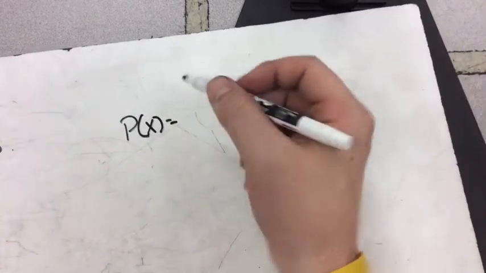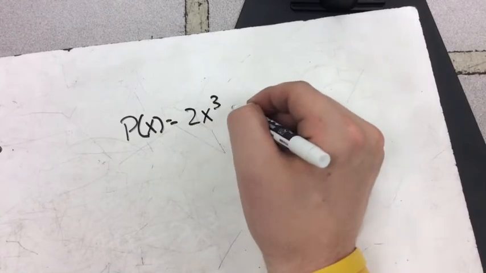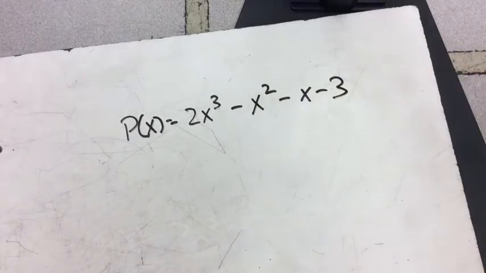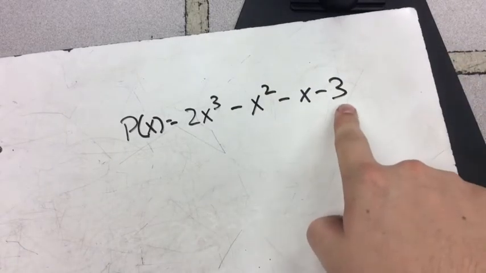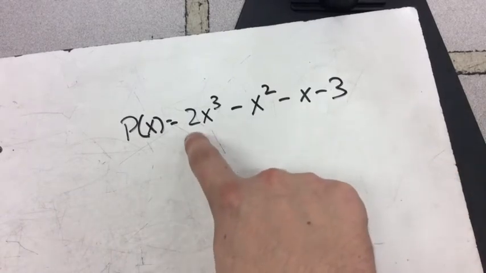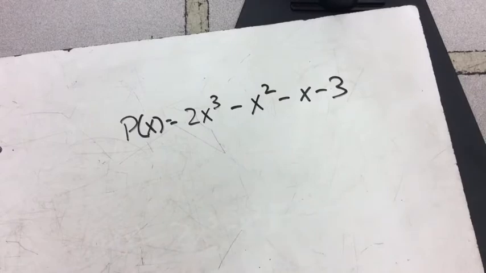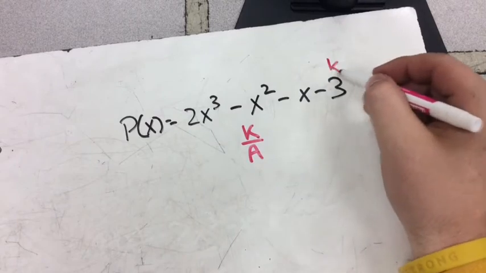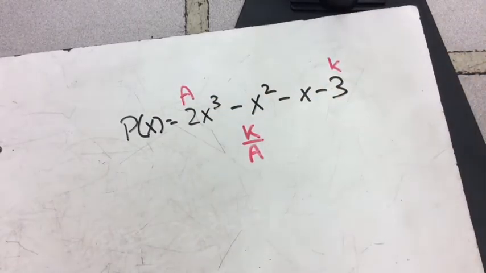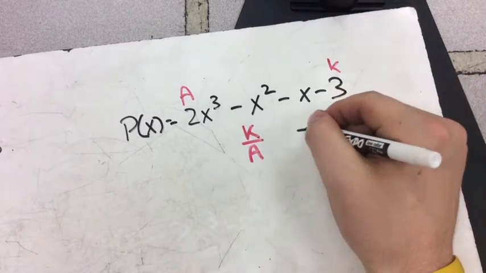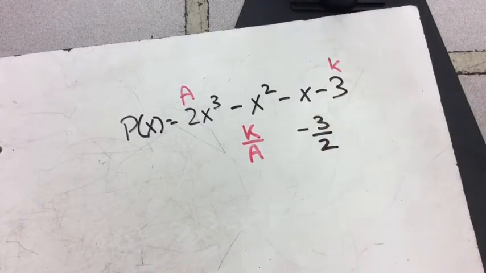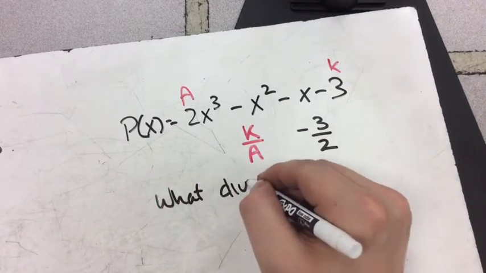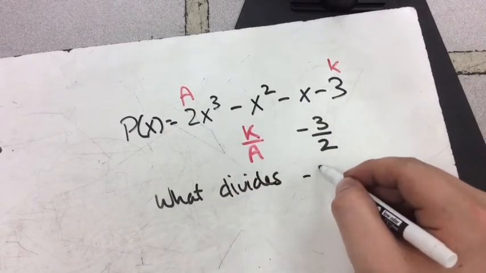P of x equals 2x cubed minus x squared minus x minus 3. Instead of looking at this term right here, since we have something larger than 1 out in front, we have to look at the fraction created by k over a, where this is our constant and this is our first coefficient. So we're going to look at the fraction of negative 3 over 2. So we're asking what divides negative 3 over 2.